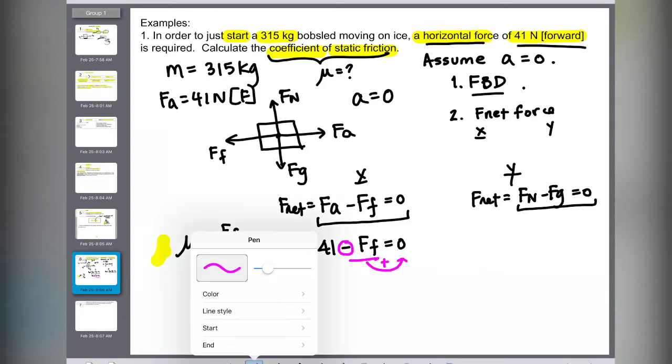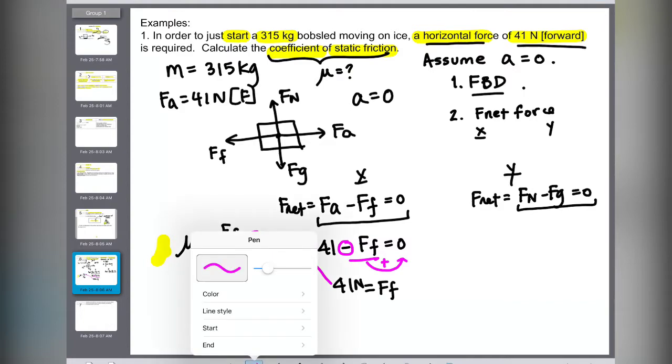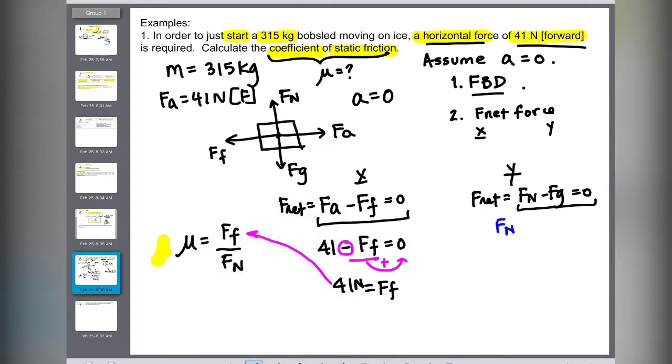This was minus, so I have to add it to the other side. So that's why I can say 41 newtons is equal to Ff. So I found Ff, which I can then sub into here, right? Now I need to find what Fn is. So I'm going to use the y direction, okay?